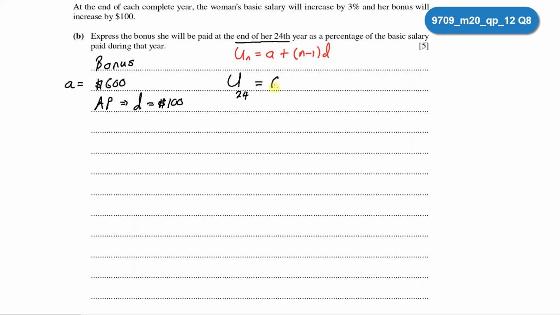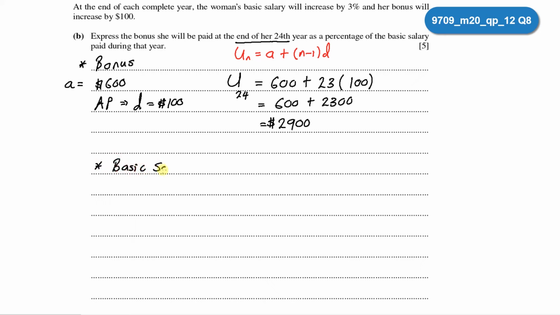So the first term is 600 plus N minus 1, that's 24 minus 1, that's 23, times D. D is $100. So this is going to give us 600 plus 2,300, and this gives us 2,900. So this is the amount that she will be paid at the end of her 24th year. That's the bonus.